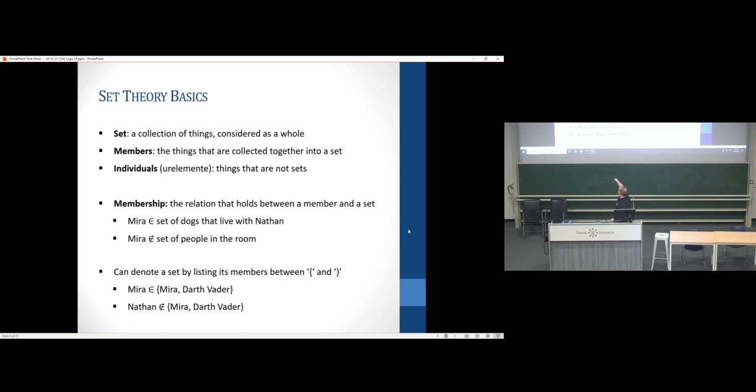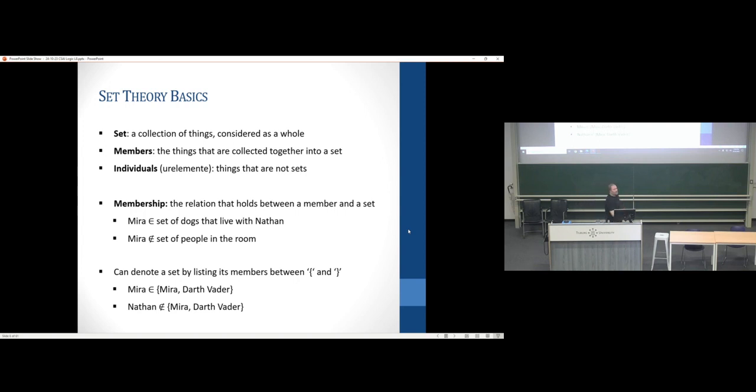So this is to say that Mira is a member of the set of dogs that live with me. And then if we draw the line through it, this tells us is not a member of. So Mira is not a member of the set of people in this room, which is good because she doesn't deal with new people very well. She'd probably bite someone. It's probably for the best. So again, this expresses the membership relation, and it's the relation that objects or things stand in to the sets they are members of.